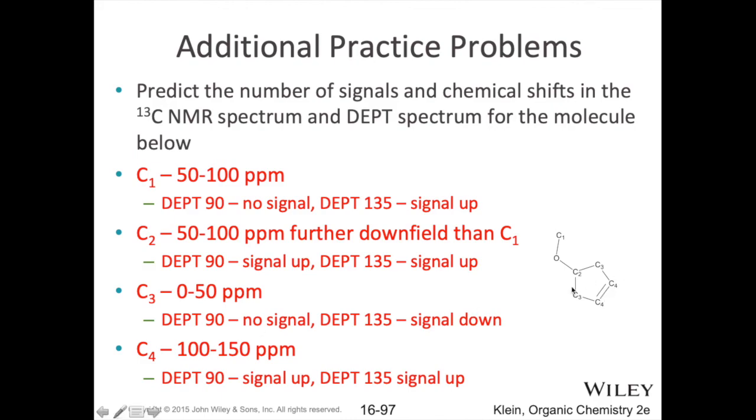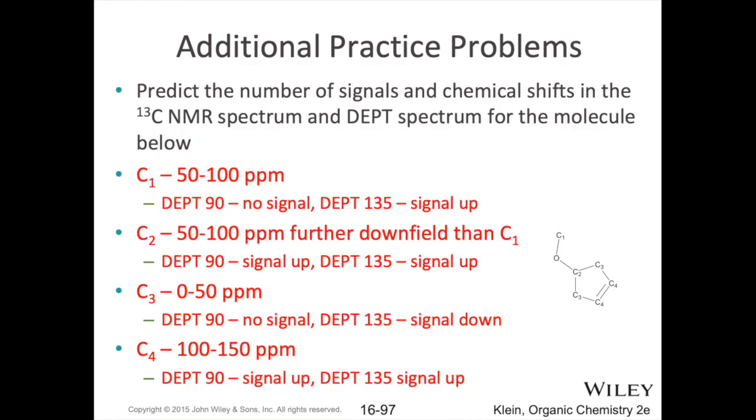In terms of where they show up, carbon 3 are just your regular sp3 hybridized carbons, just connected to other carbons, so they show up in that 0 to 50 range. Carbons 1 and 2 are also sp3 hybridized carbons, but they're connected by single bonds to oxygen, so that's why they show up in that 50 to 100 range. And of course, the carbon 4 over here are sp2 hybridized carbons, so they show up in that 100 to 150 range.